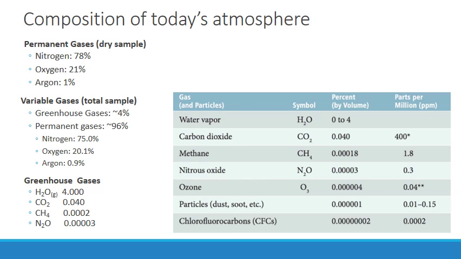And it's interesting to note that these components are all part of the global climate change discussion. So everything in this part of the table is of some interest to climate scientists. The first four, water vapor, carbon dioxide, methane, and nitrous oxide, are in fact greenhouse gases.